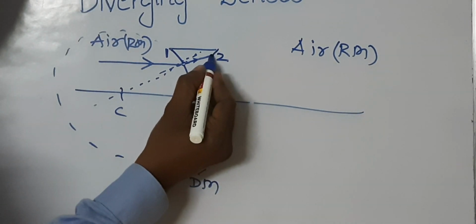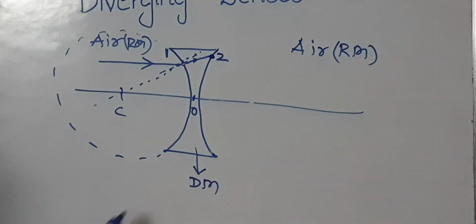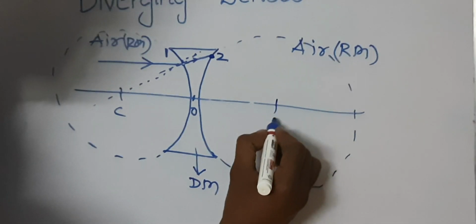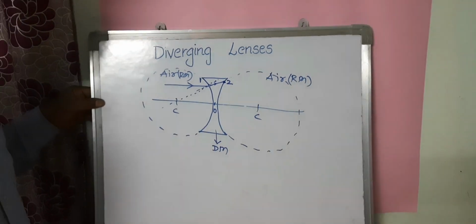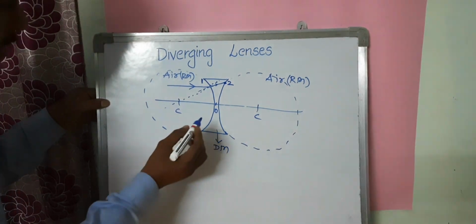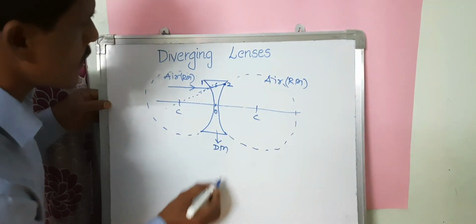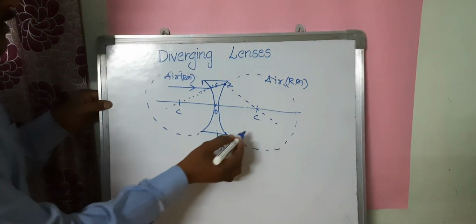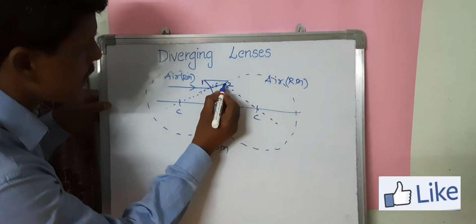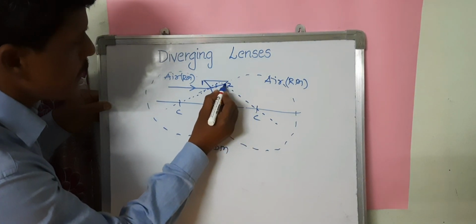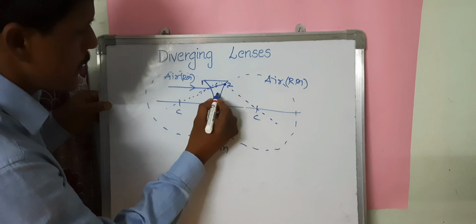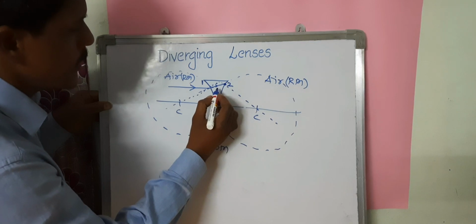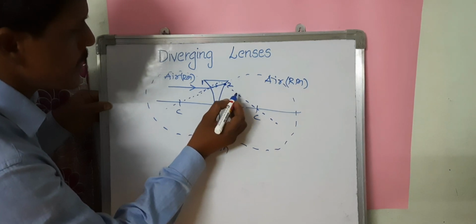Again at the second refracting surface, refraction takes place. So I am extending this one. This is a sphere. This is the center of the sphere. So this concave lens is the intersection of two spheres. Again I am drawing the normal. It should pass through the center of the sphere. At this second refracting surface, the light ray travels from the denser medium, the lens, to the rarer medium, air. So when the light ray travels from denser medium to rarer medium, it bends away from the normal.